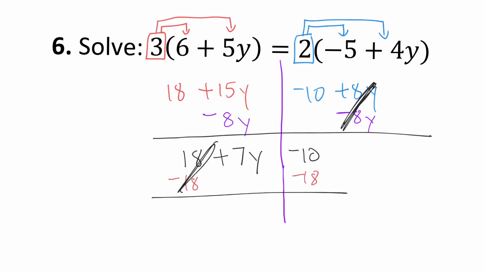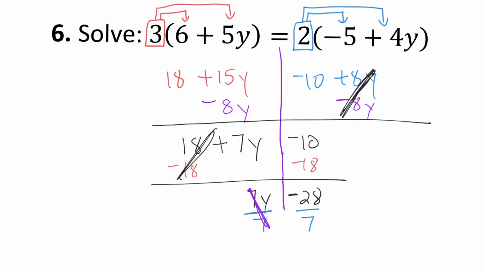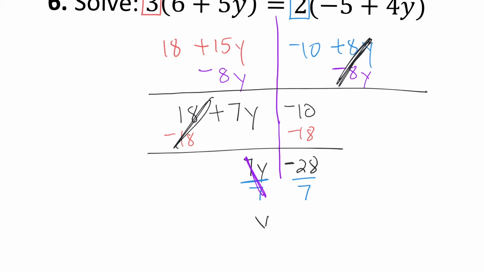So the 18 cancels on the left side, positive 7y is on the left side. And on the right side, negative 10 minus 18, that's negative 28. And the last step, you guys are going to divide by 7. You want to get the y by itself. So we divide because we are multiplying here. 7y is multiplication, so the opposite is division. So you guys divide 7 by 7, that's 1. So you guys bring down the y equals, and on the other side, negative 28 divided by 7, negative 4.